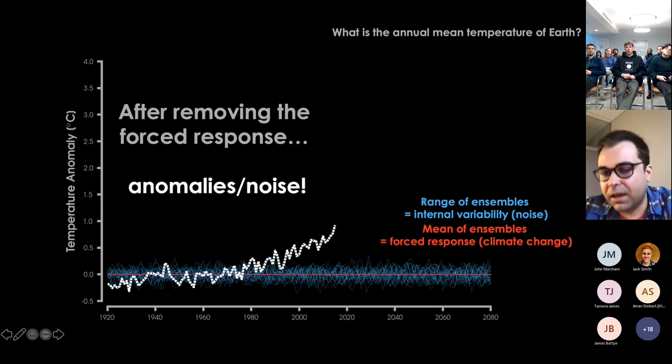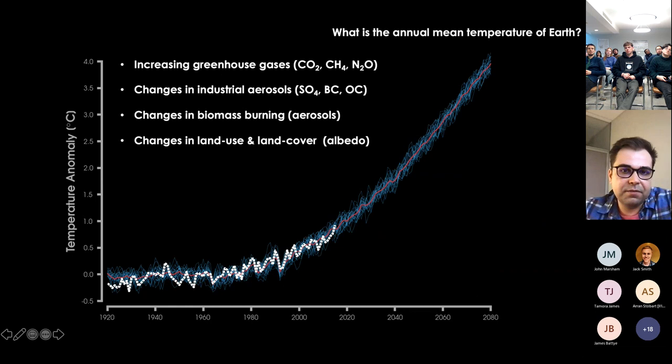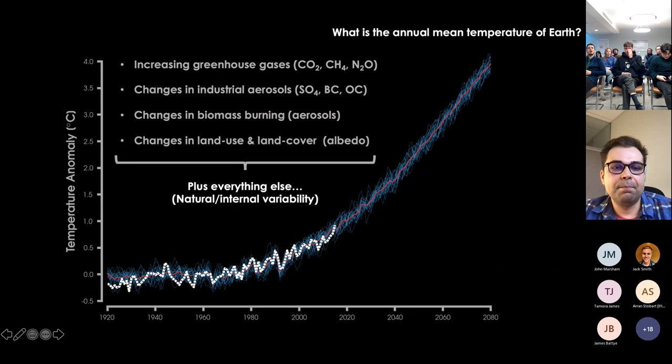What goes into this climate model simulation is not just how we think of greenhouse gas climate change. There are lots of other things going on in the Earth system that are affecting this forced response. That can be things like changes in aerosols, both coming from industry or from biomass burning, like wildfires. And importantly, this climate model also includes changes to the land surface, which has important implications for understanding Earth's temperature. But what's really difficult is extracting all of these different components and thinking about internal variability.